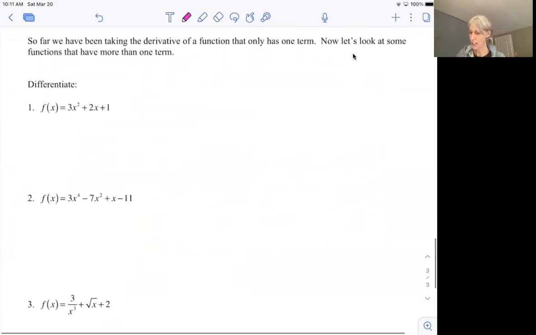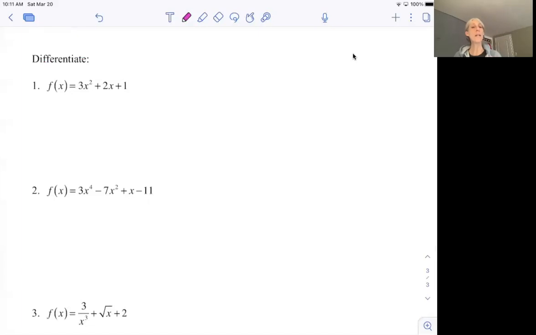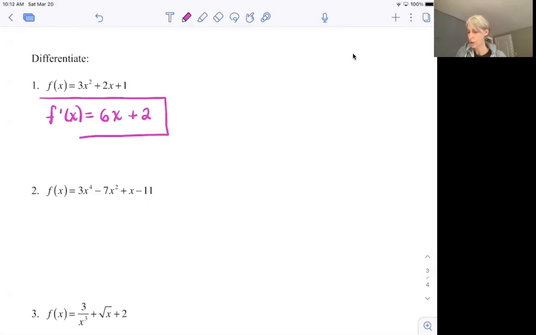So if we're going to differentiate, f of x equals 3x squared plus 2x plus 1, our derivative function, one term at a time, 6x plus, if it's just 2x, it's just the constant. The derivative of 1 is just 0. So instead of having to do f of x plus h and work out all that mess, this is a much quicker, easier method to use.